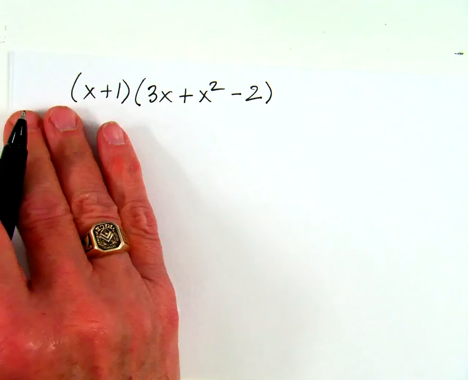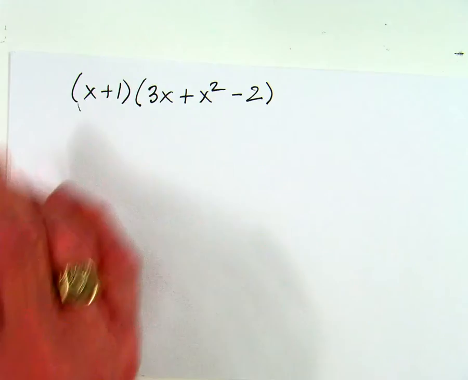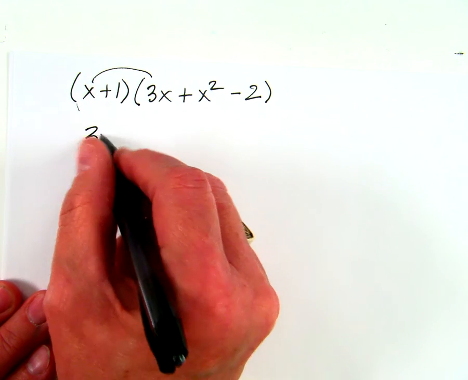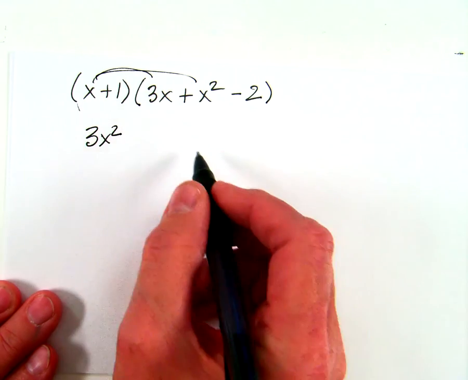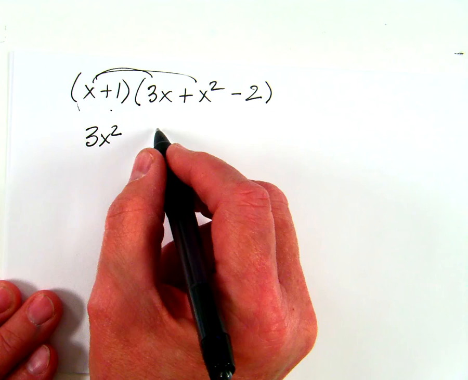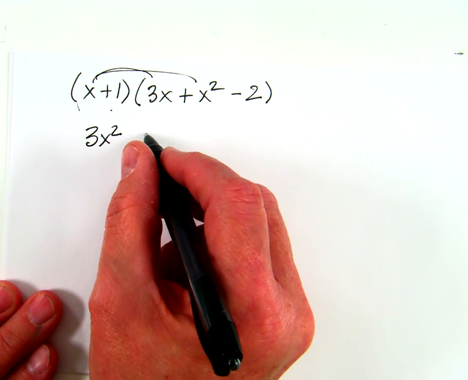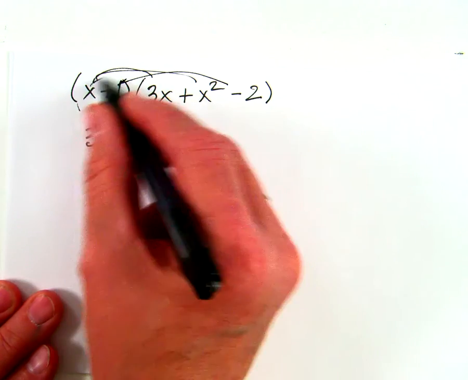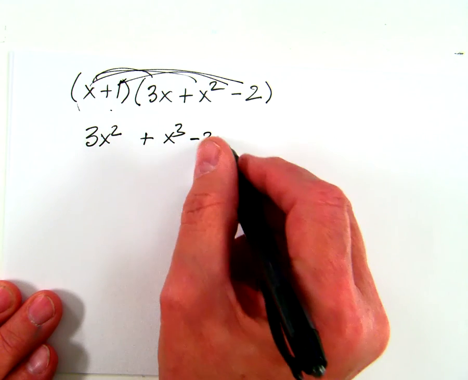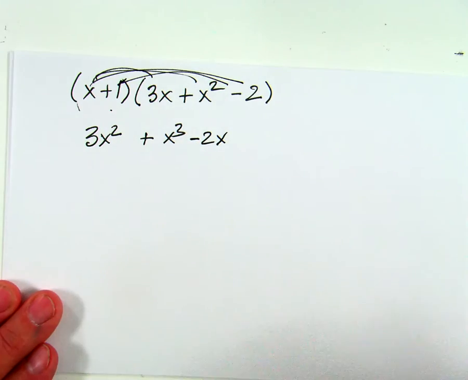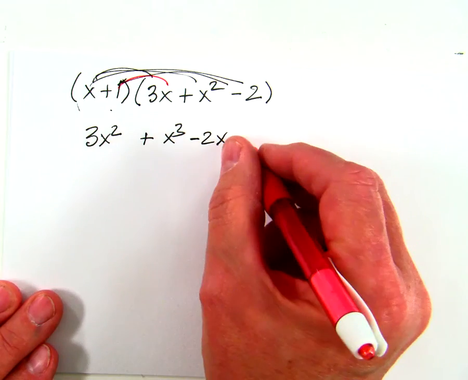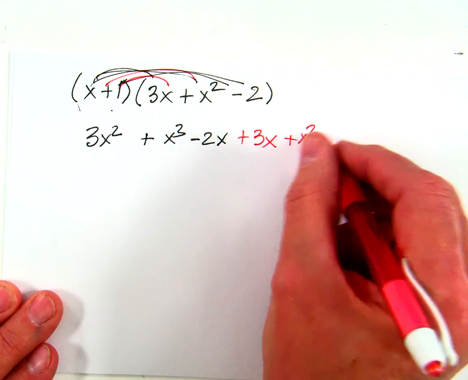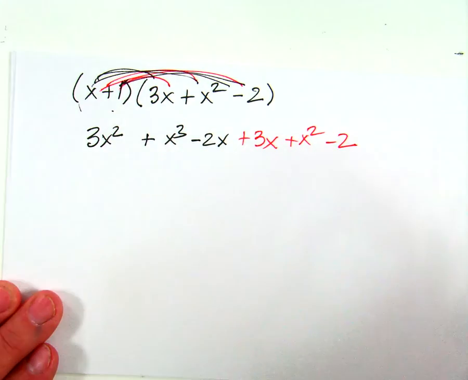I'll do all of that. x times each one of those. You can go either direction. So x times 3x would be 3x squared. x times x squared would be x cubed, and x times negative 2 is negative 2x. Then I do all the ones. 1 times 3x, 1 times x squared, 1 times negative 2.